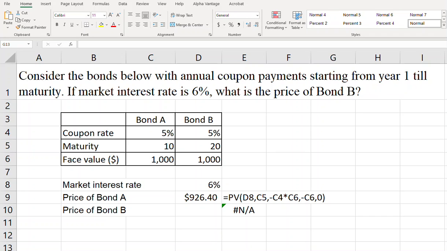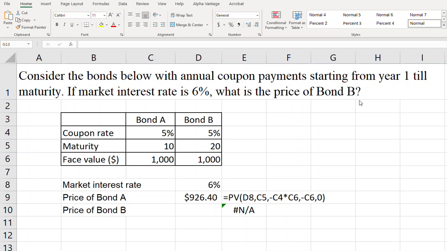Quiz 5, question 5. Consider bonds below with annual coupon payments starting from year 1 till maturity. So again, this is telling you that these are not payments at the beginning, like an annuity due, but payments at the end of the year. If market interest rate is 6%, what is the price of bond B?